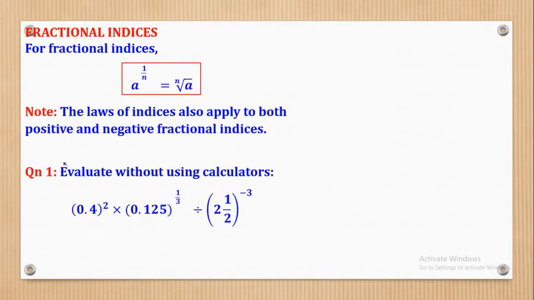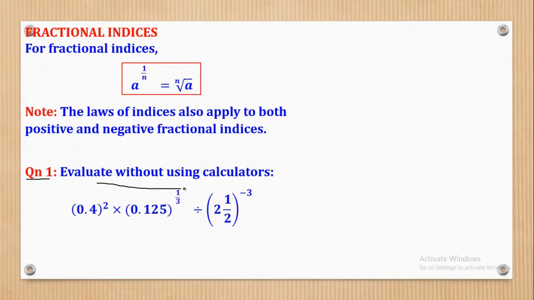So now let's deal with fractional indices. We have been dealing with indices which are whole numbers. What if they are fractions? As long as there's a fraction, if it is a to power 1 over n, it is the same as the nth root of a. Therefore, if it is a to power half, it implies square root of a. Note that the laws of indices apply to both positive and negative fractional indices. I think you have already seen that. So with that knowledge, let's go through this question.